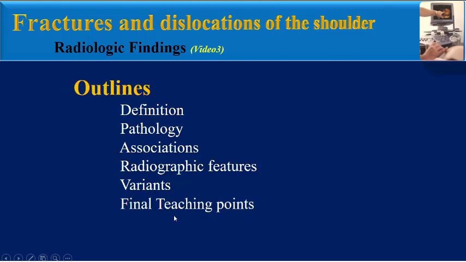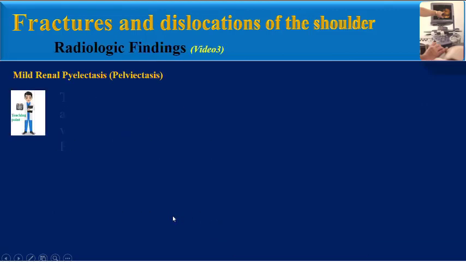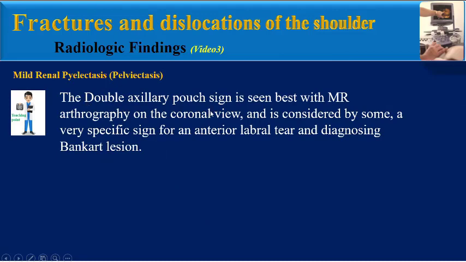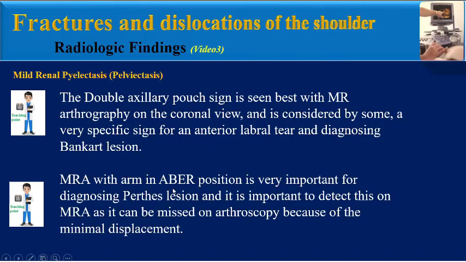Now, please pay attention to these final teaching points. The double axillary pouch sign is seen best with MR arthrography on the coronal view and is considered by some a very specific sign for an anterior labral tear and diagnosing Bankart lesion. MRA with arm in abduction and external rotation position is very important for diagnosing Perthes lesion, and it is important to detect these on MRA as it can be missed on arthroscopy because of the minimal displacement.